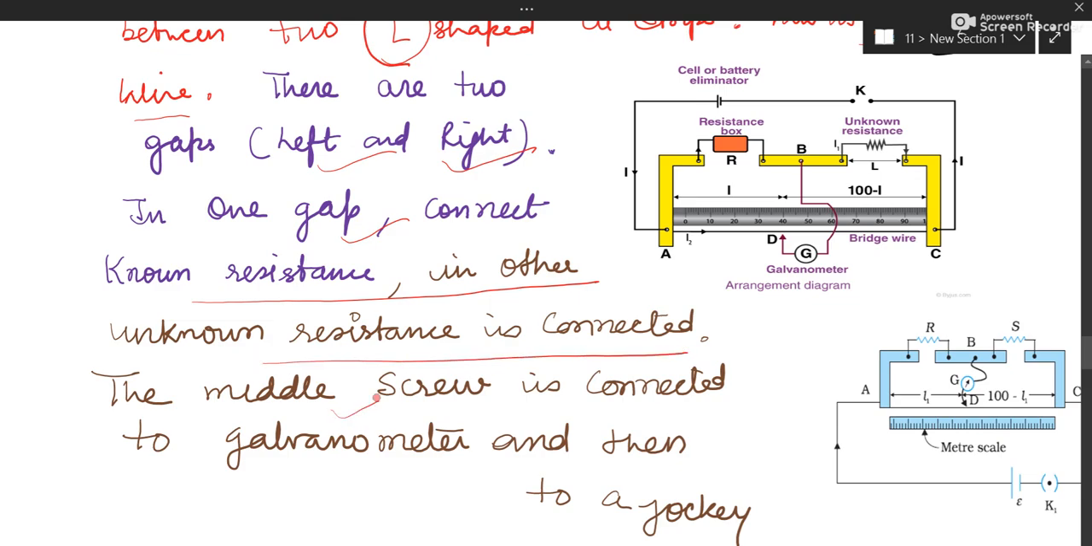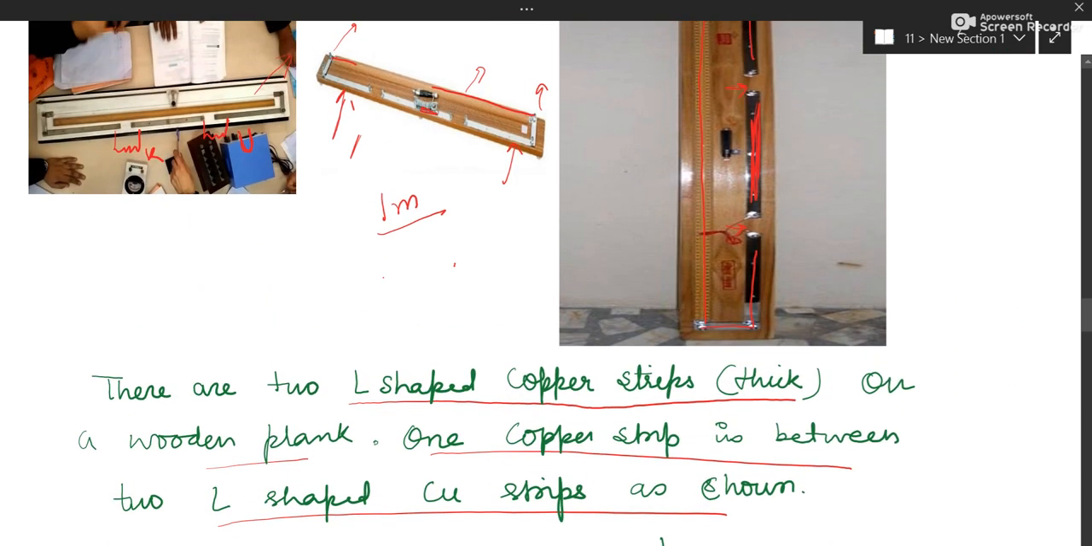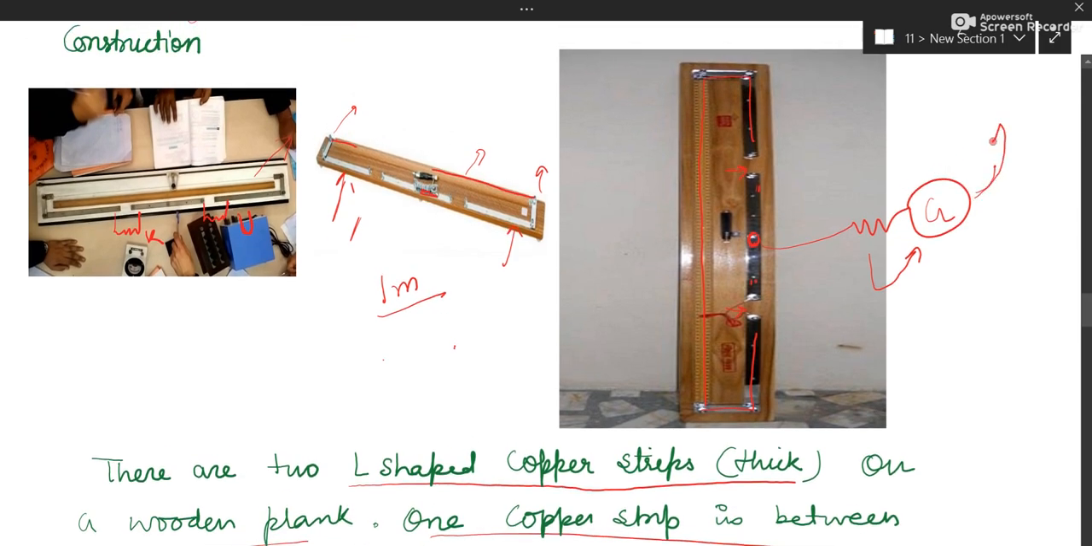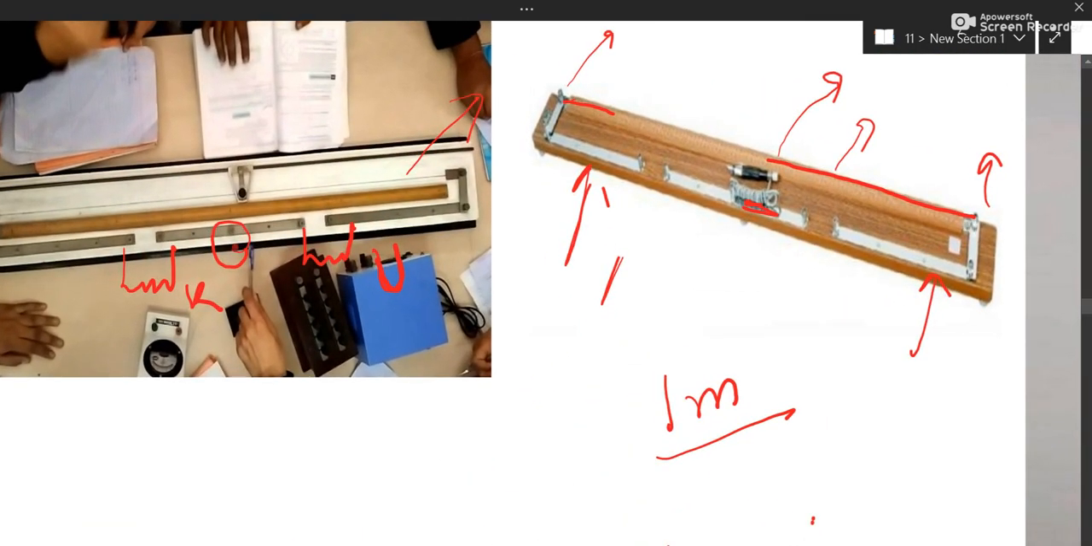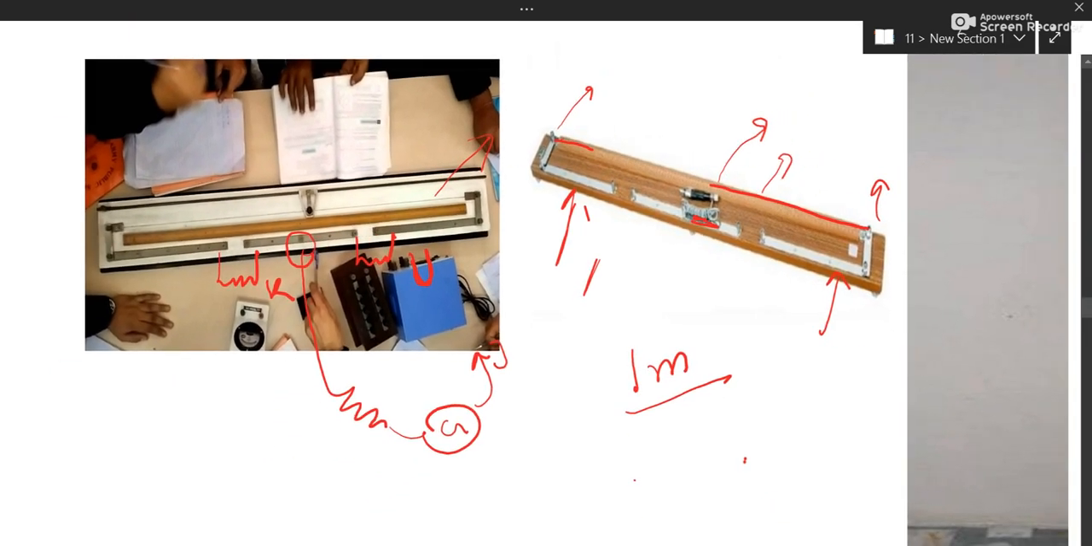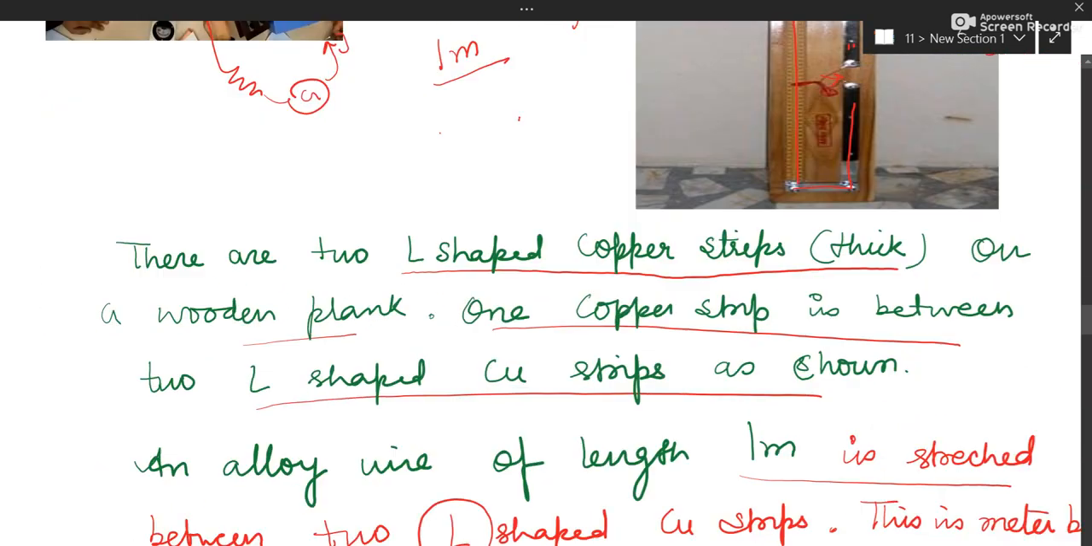Now the middle screw. Let us see the middle screw as well. So this is your middle screw. Yeah, there is a middle screw which is connected to a resistance box and then a galvanometer. The purpose of the resistance box is to protect the galvanometer. Then the galvanometer is connected to the jockey. So you can see this is your jockey. Here the middle screw is clearly visible. It will be connected to a resistance box to protect the galvanometer, then a galvanometer, and then it will be connected to the jockey. So this is what I have written further.